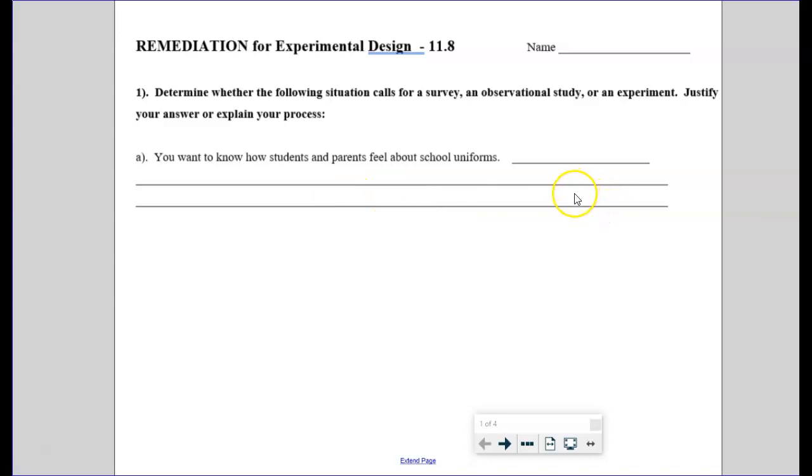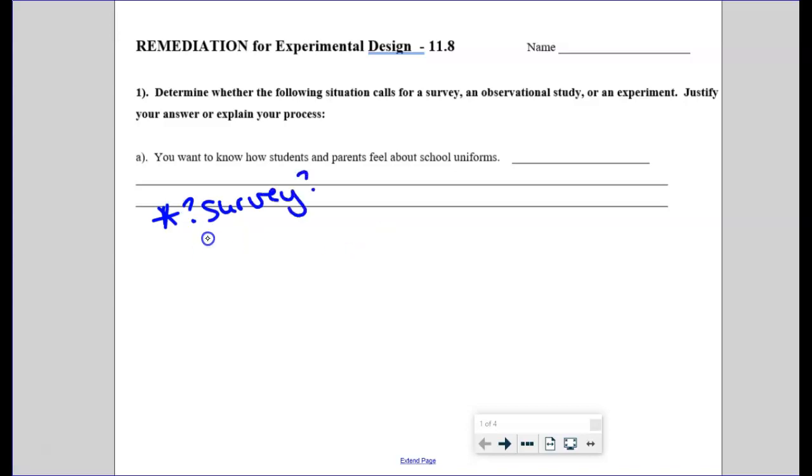Determine whether you should do an observational study or a survey or an experiment, and you have to justify your answer and explain the process. This is where some of you just weren't thorough enough. You want to know how students and parents feel about school uniforms. Most people selected a survey. So you're going to have to write what you're going to do and how you're going to distribute the survey. I can't really tell you how to answer this one. I want you to try this on your own, but I'm thinking survey.